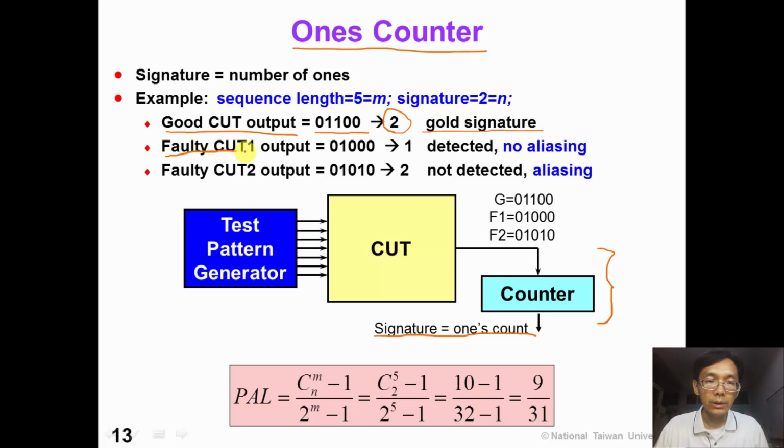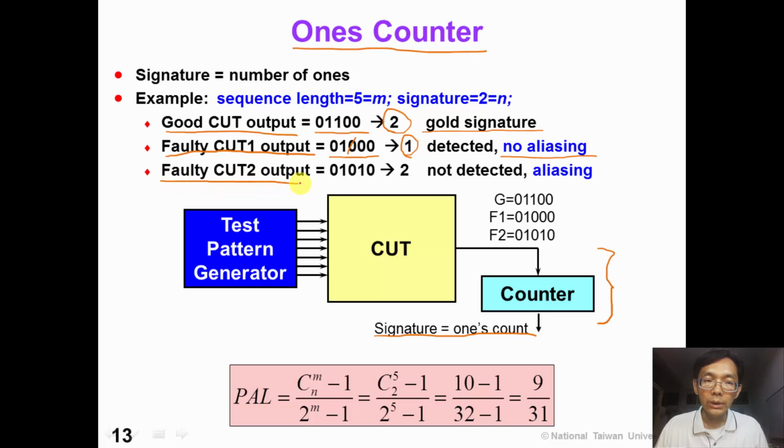For faulty CUT number 1 output, we flip 1 bit, so the output sequence is 01000, which has only 1 one. We can detect the fault because the bad signature is not the same as the gold signature. There is no aliasing.